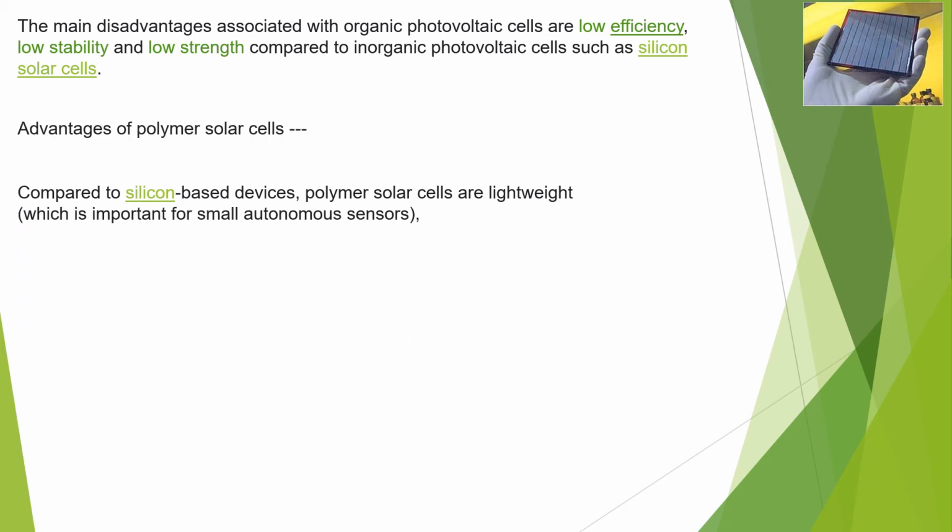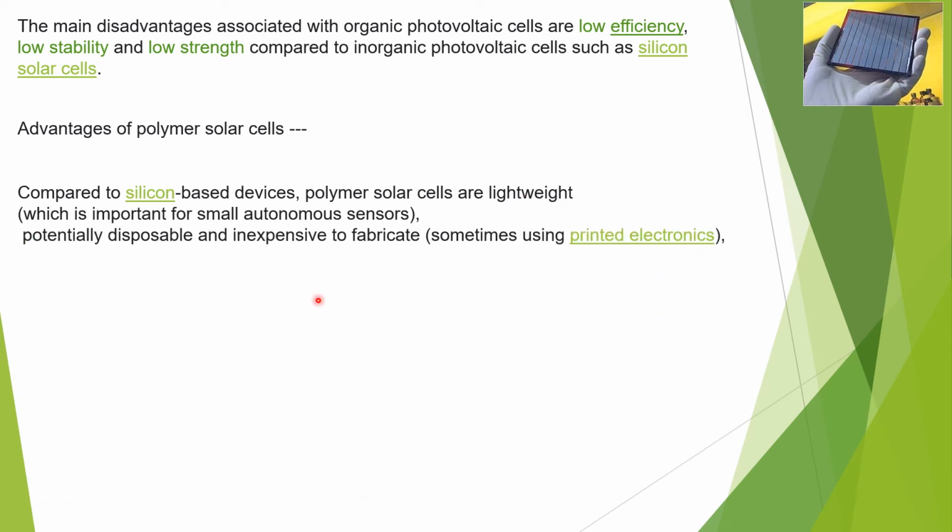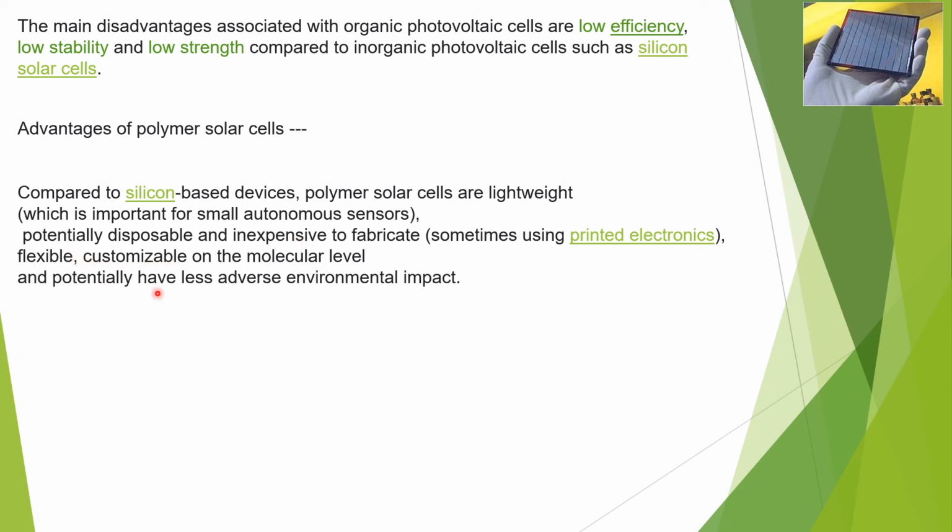Now, the advantages of polymer solar cells. Although they have disadvantages like low efficiency, low stability and low strength, they still have some advantages over silicon based solar cells. First, they are lightweight, so they can be used for sensors. Then they are potentially disposable, which is the main part. What we create must be disposed of very safely to the environment. It should not affect the environment adversely, and it is inexpensive to fabricate. They are flexible, customizable on the molecular level, and potentially have less adverse environmental effect, which is the most important part.